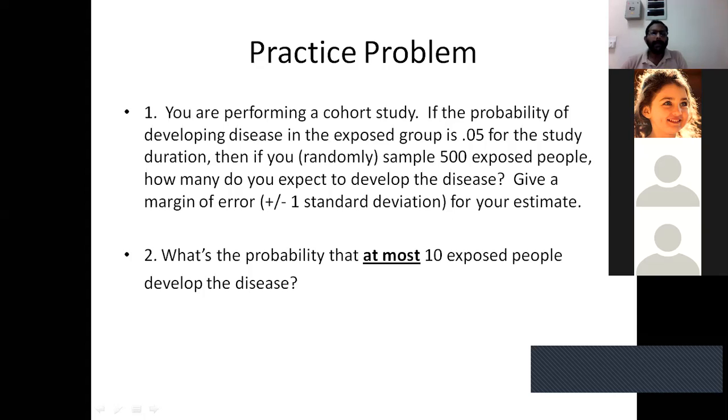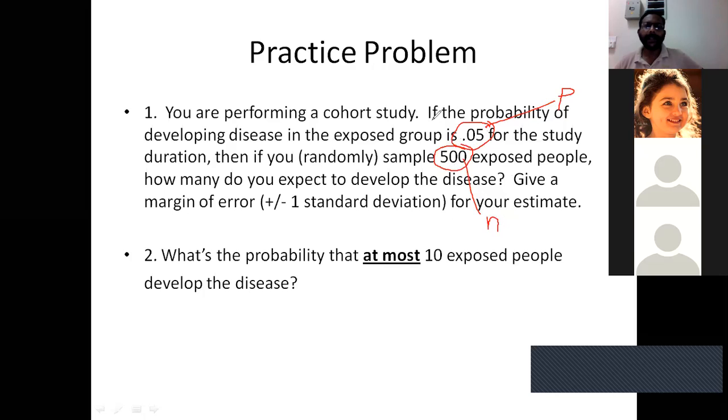Practical problem: you are performing a cohort study. If the probability of developing disease in an exposed group is 0.05 for the study duration, then if you randomly sample 500 exposed people, what is the p-value here? Having disease is the p-value, right? This is the p value, this is the n p value, and this is n.